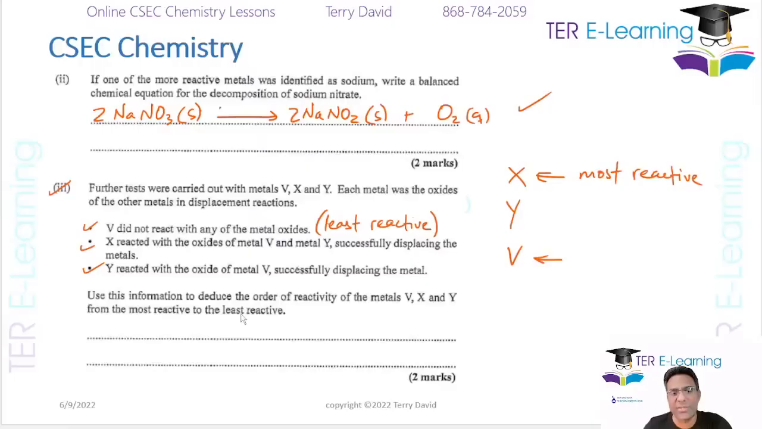Use the information to deduce the order of reactivity. Now, I always tell my class, pay attention to questions like these. How do they want the order of reactivity? Notice what I said, most reactive to least reactive. So therefore, it's going to go X, then Y, and then V. So that's the answer for that part.